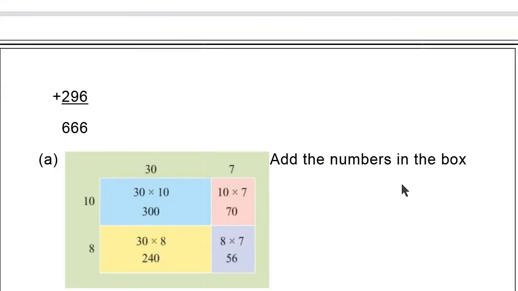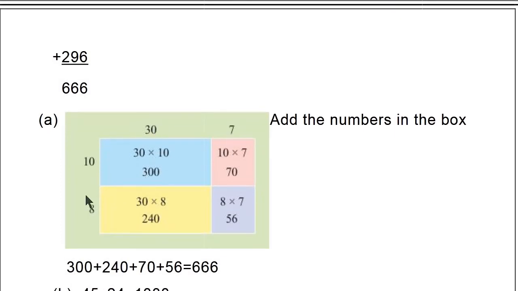Add the number in the box this way: 30 and 7, and here 10 and 8. Now first we multiply these both. 30 into 10: 3 ones are 3 and 2 zeros we keep. 10 into 7: 7 ones are 7 and 1 zero, otherwise 10 sevens are 70. Afterward we write 8 with 30: 30 into 8, 8 threes are 24 and 1 zero we keep. 8 into 7, 8 sevens are 56.